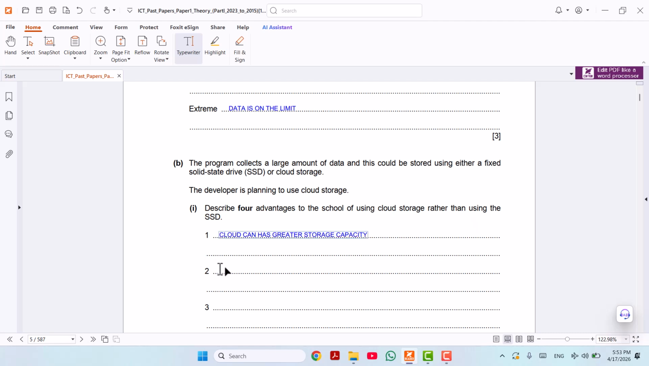And here, number two. Remember that data can be sent directly to or from the cloud and from any device. But with a solid state device, I must have the solid device. I can take it as an external one, but I need to put it on the device to take the data or send the data. So data can be sent directly to or from the devices.